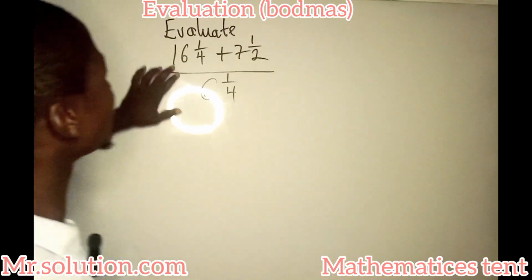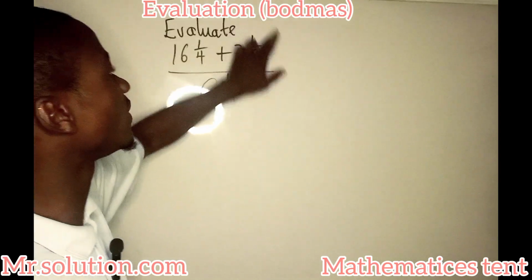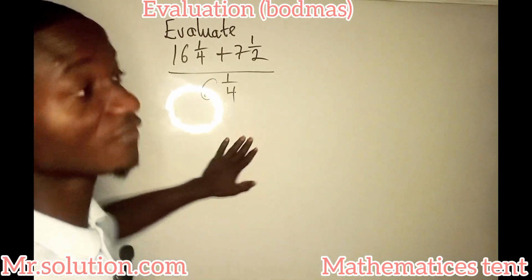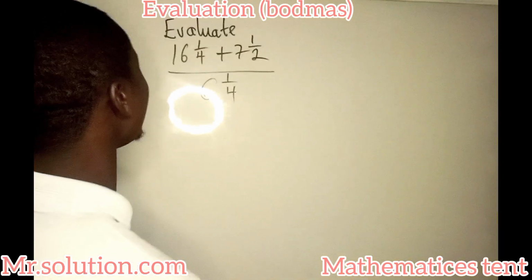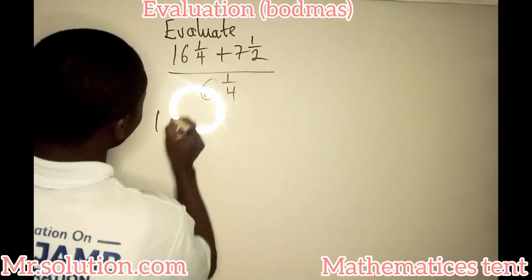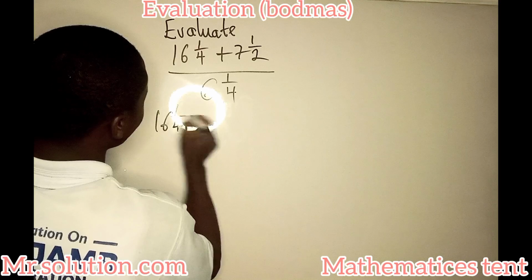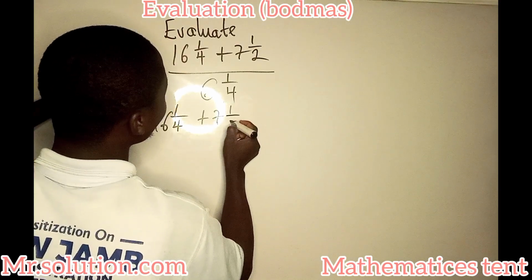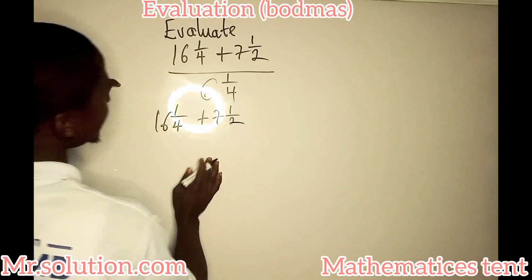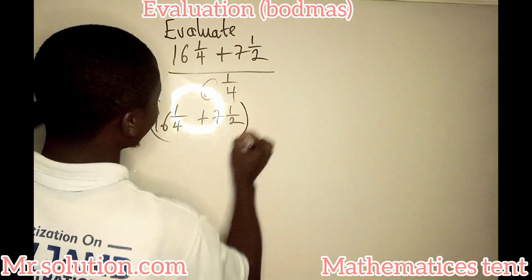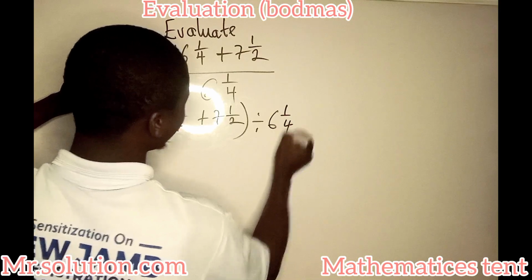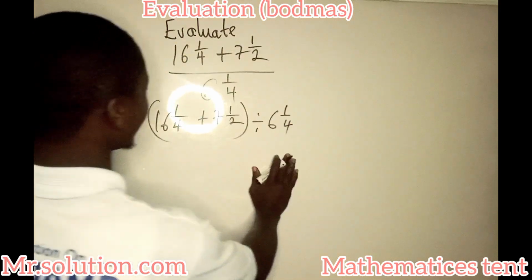We are asked to evaluate 16 1/4 plus 7 1/2, all over 6 1/4. In this question, we are going to solve it step by step. The first thing we are going to do is write the 16 1/4 plus 7 1/2, and put this in a bracket. The division comes here as 6 1/4. This is the first thing that we have to do.